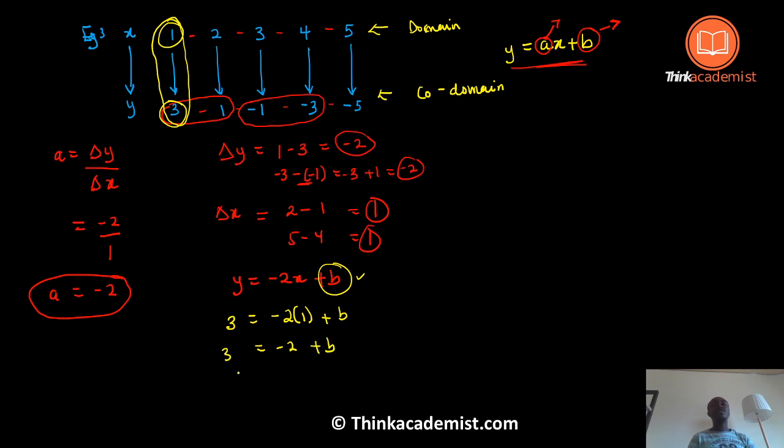Now to continue, it means this 2 will come to this side, so it becomes 3 plus what? 2 equals what? B. So the value of B will be 5.